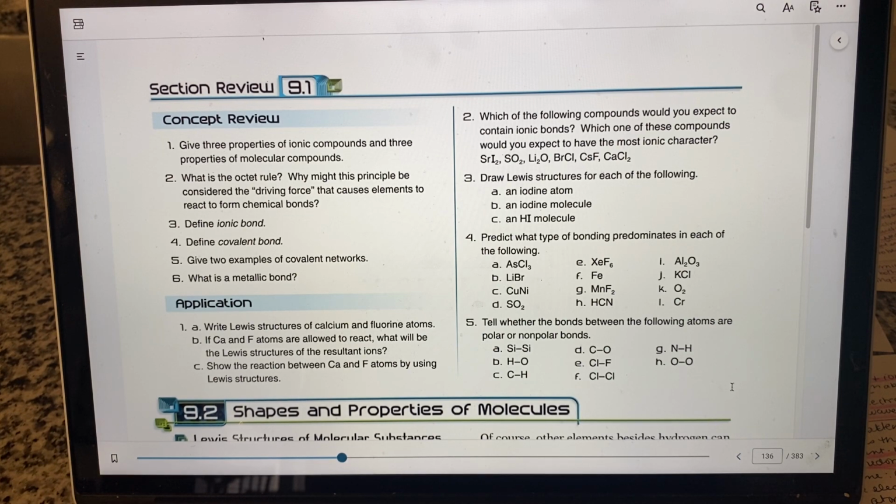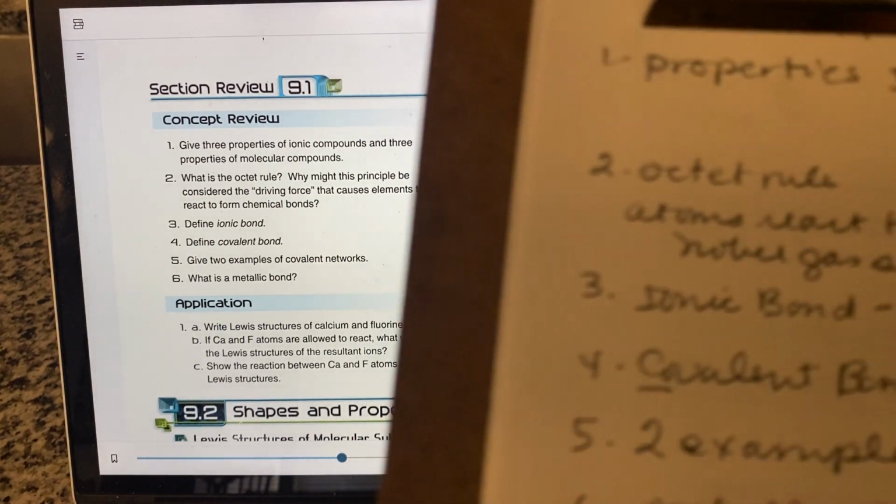Why might this principle be considered the driving force that causes elements to react to form chemical bonds? Because basically atoms wouldn't be seeking anything. They'd be alone, wouldn't they? They need to seek something so they can combine and form new substances, or else all we would have is the elemental chart and no other substances if that didn't happen. So define ionic bond.